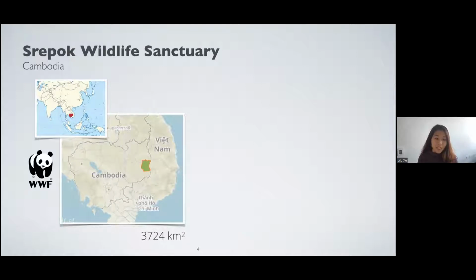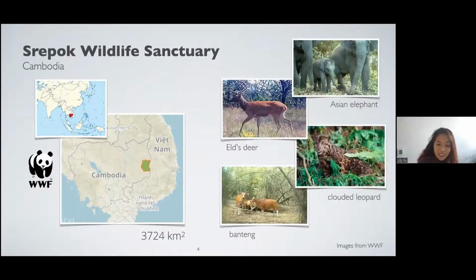This is Sripak Wildlife Sanctuary in Cambodia, which is on the eastern edge, adjacent to the Vietnamese international boundary. This work has been in collaboration with the World Wildlife Fund for Nature. And to understand a little bit of what's at stake, Sripak is home to a very large population of animals, including Asian elephants, deer, leopards, and bangtang, which are these wild cows that are poached for their horns. And all of these animals are unfortunately targeted by poachers.